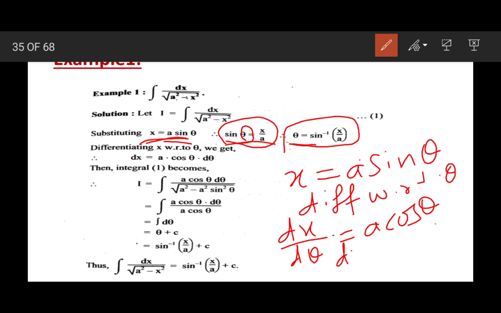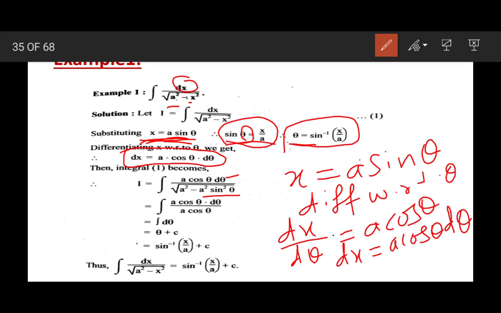So what am I getting? I am getting dx as a cos theta into d theta. Okay, so dx is equal to a cos theta d theta. So now I is equal to the integral of dx, but dx is what? a cos theta d theta upon root of a square minus x square, but x square is a square sin square theta.